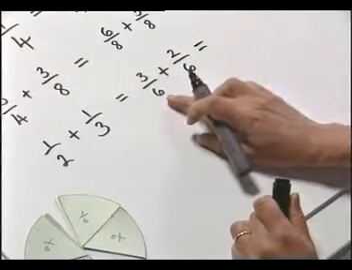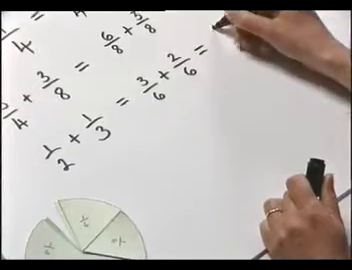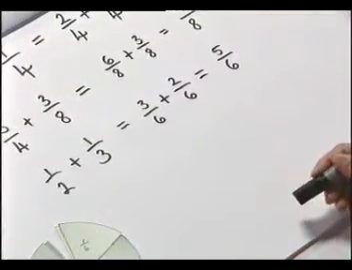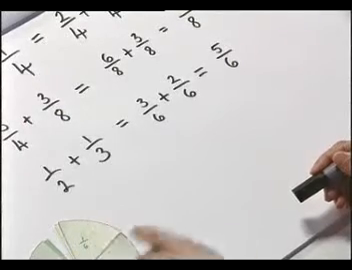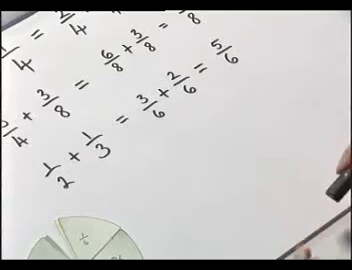So again, with the denominators now the same, we can just add the numerators, and we see we've got a total of 5/6. 3 plus 2 giving us 5. Let's try another one now.